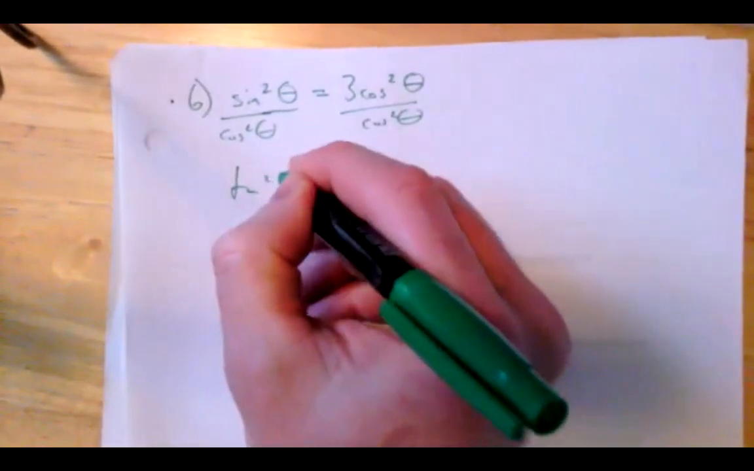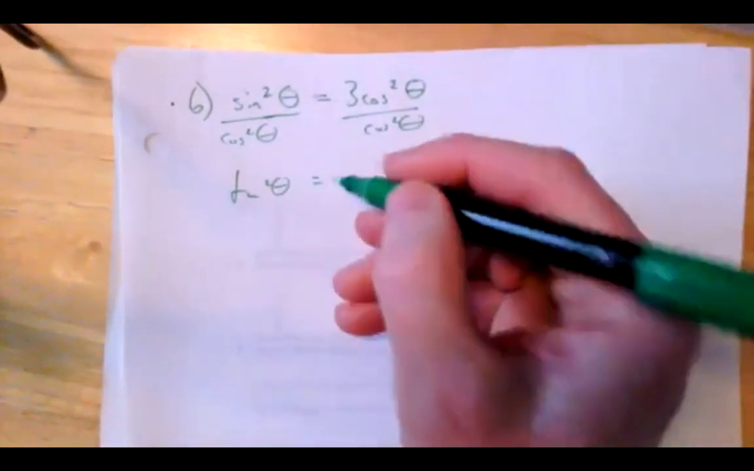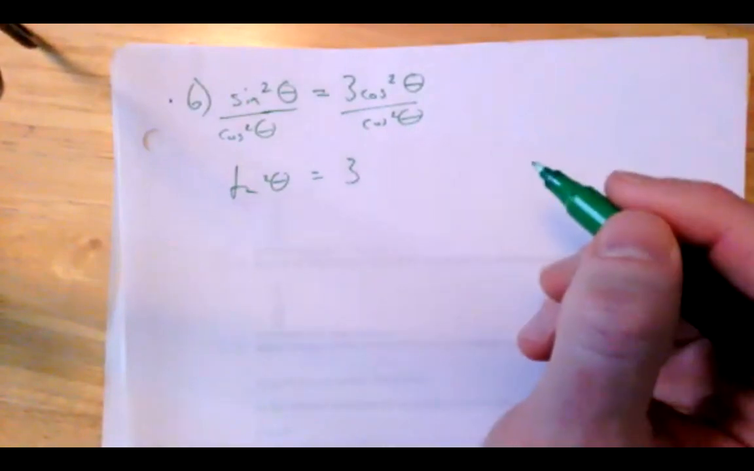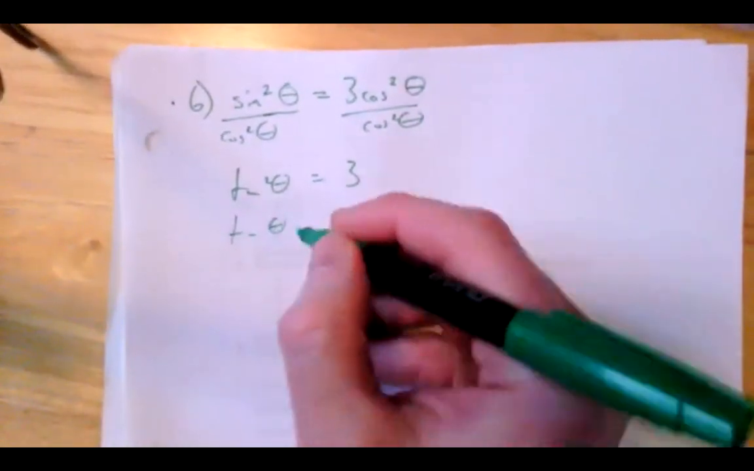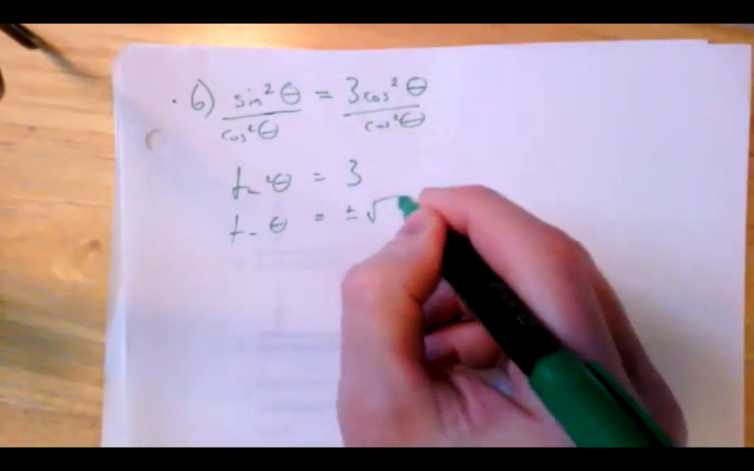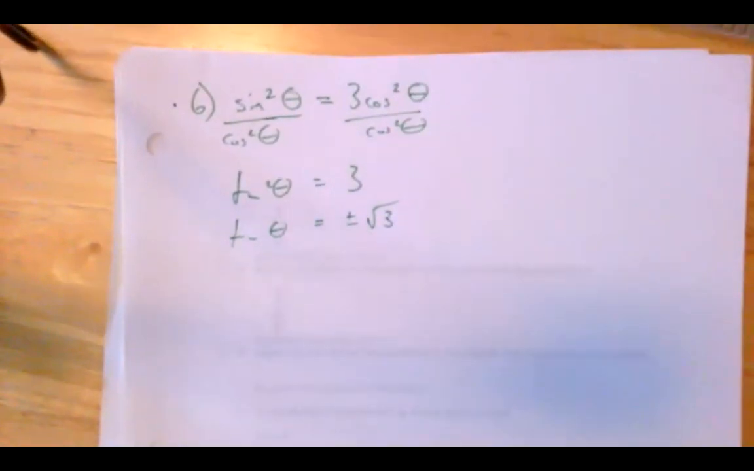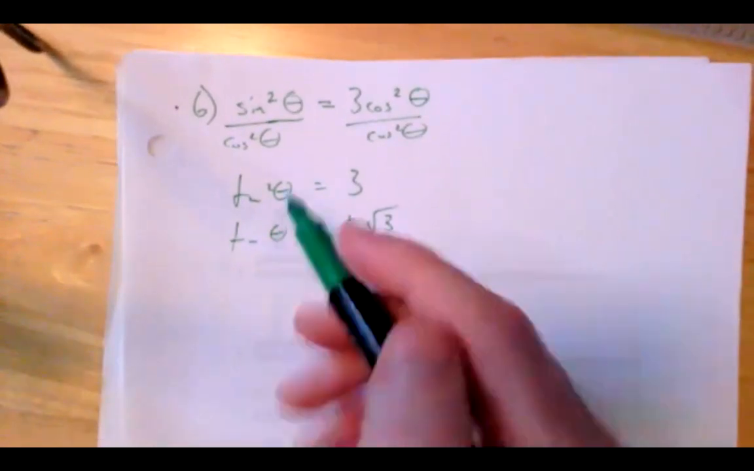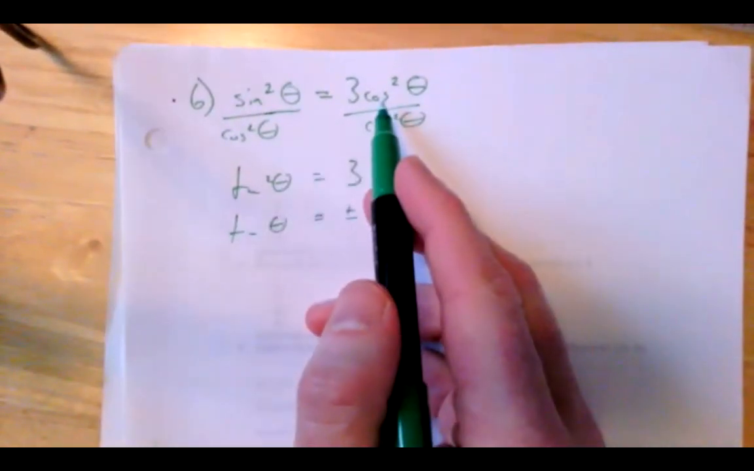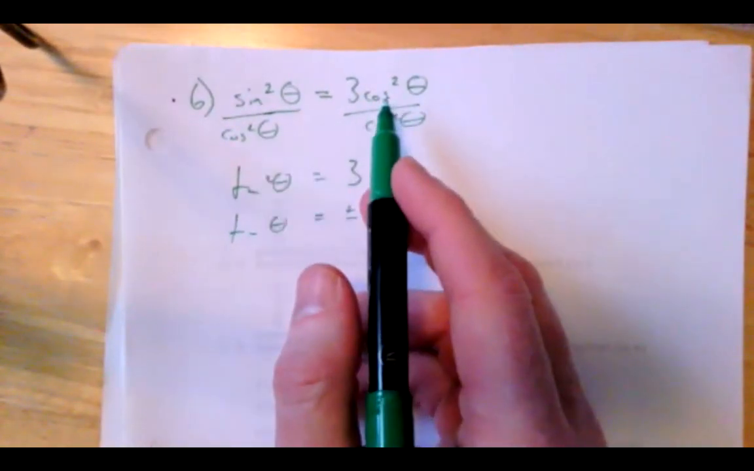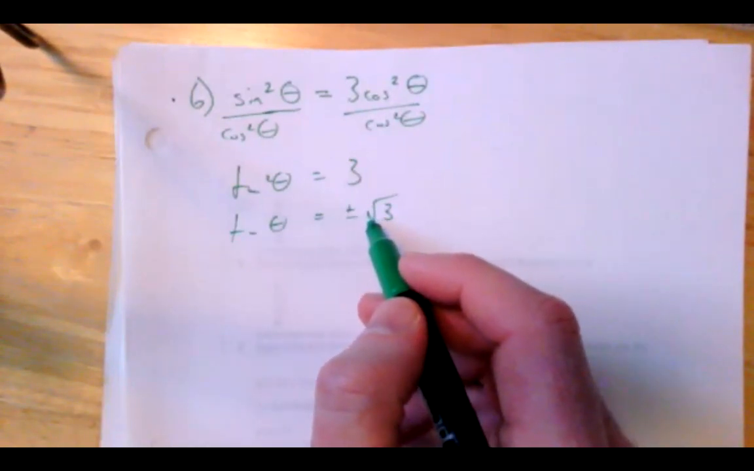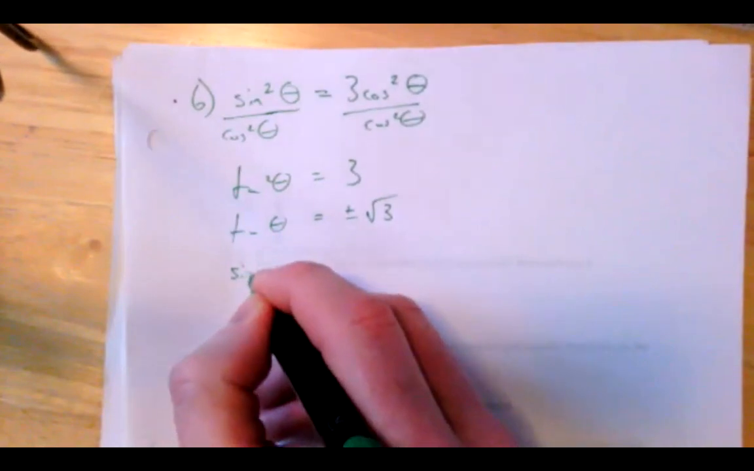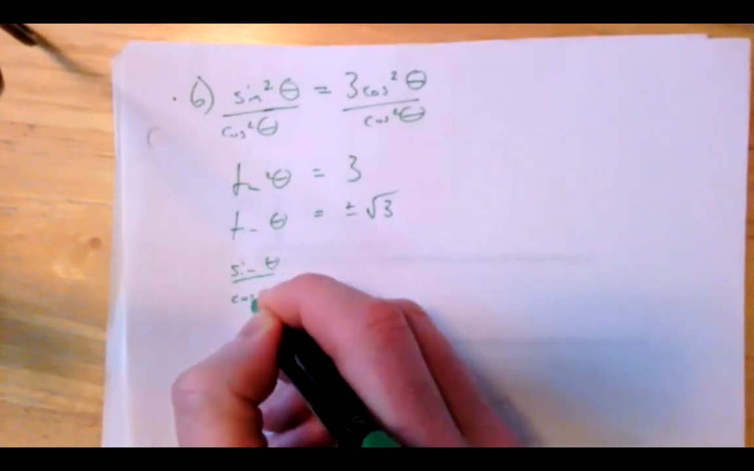So this is tan squared of theta, which equals 3. So now we take the root of this. So tan of theta equals plus or minus the root of 3. Also, like I was saying before about cos, it's just easier to deal with. With tan, now we've got to think, what the heck is theta? Because tan of theta is sine of theta over cos of theta.